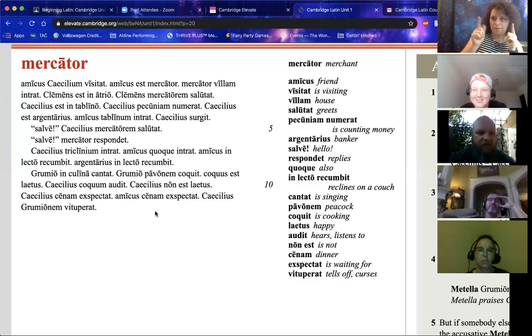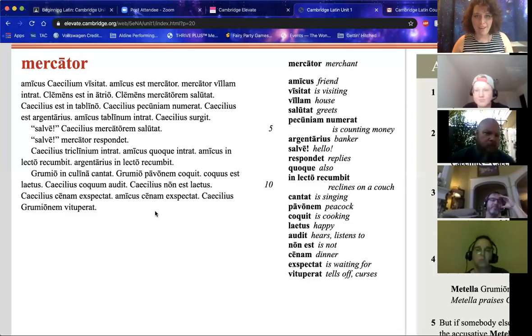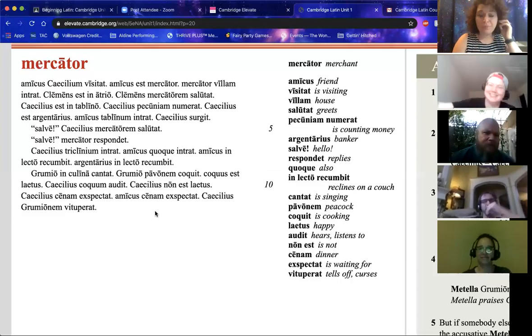Because he's a banker. And we get our English word argent from this, argent meaning silver. So literally he is the man who counts silver, and that's what a banker does. That's where this word is coming from. That's why Ag is the symbol on the periodic table. Yes, it's Latin.